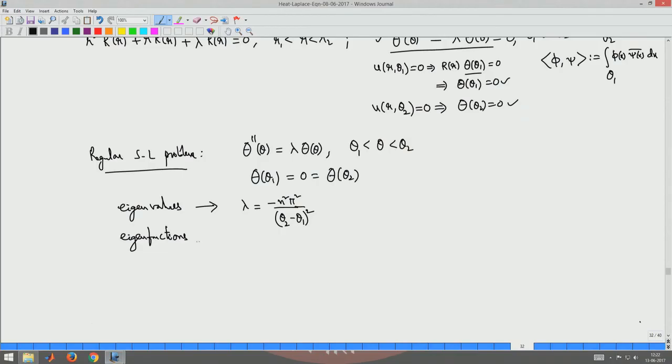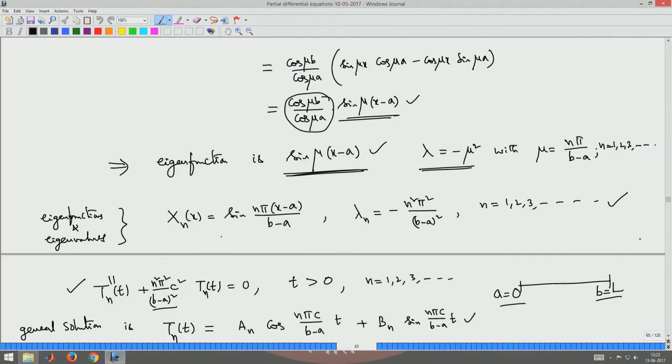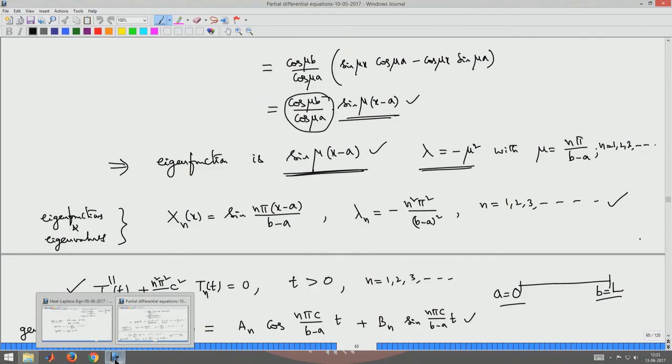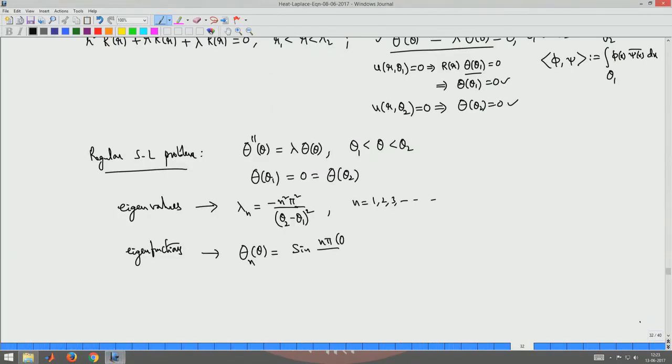And the eigenfunctions, so what you get is eigenfunctions. These are your eigenvalues, n running from 1 onwards. I am labeling the eigenvalues as lambda n, and calling the eigenfunctions theta n's: theta n of theta is sine of n pi times theta minus theta 1, divided by theta 2 minus theta 1. Here theta 1 is smaller. So these are your eigenfunctions.